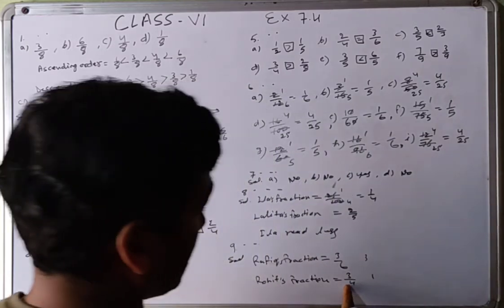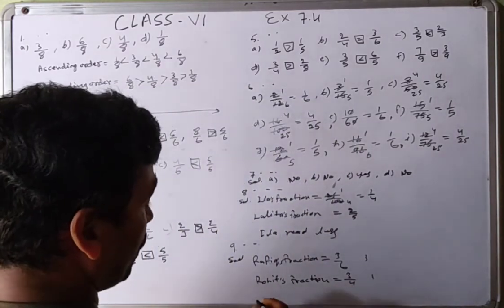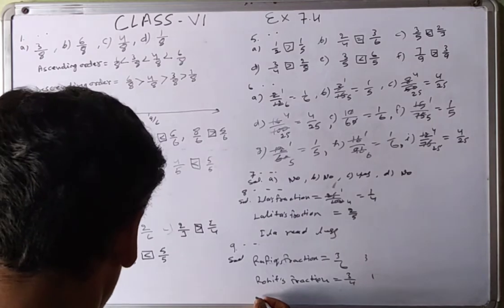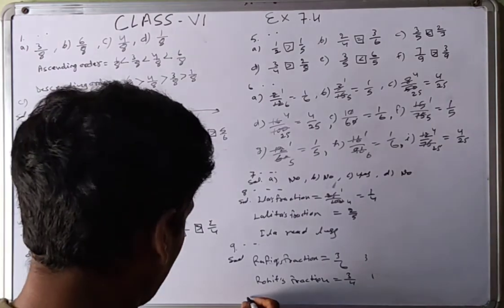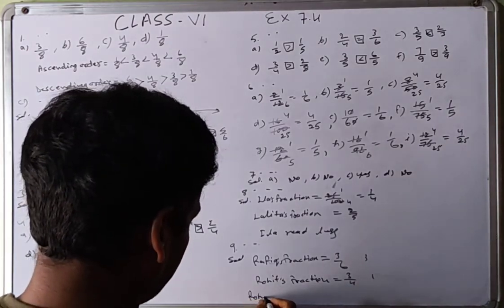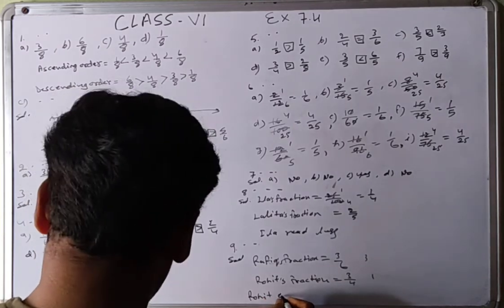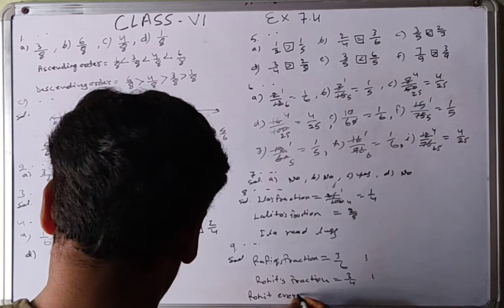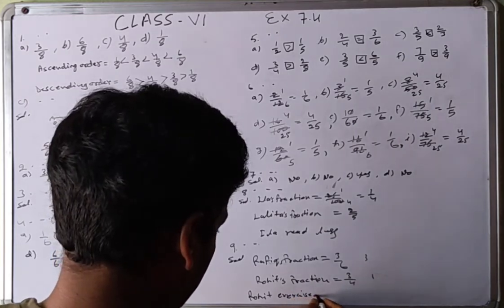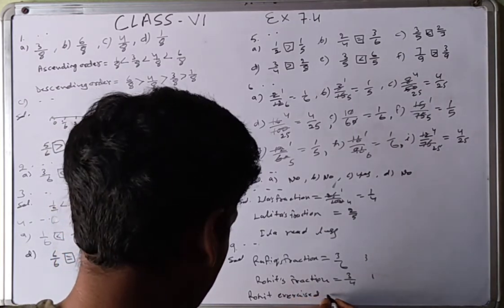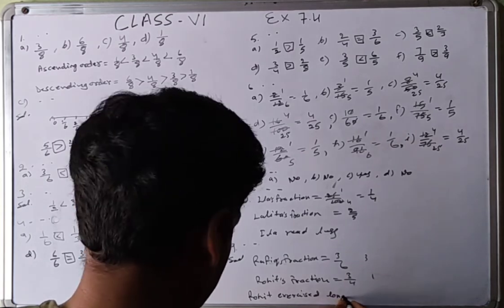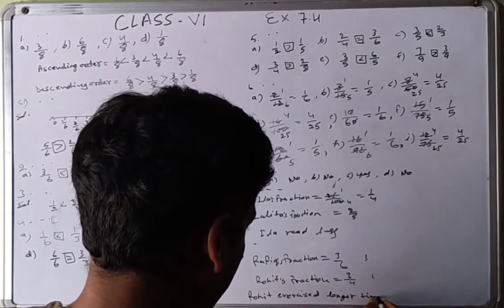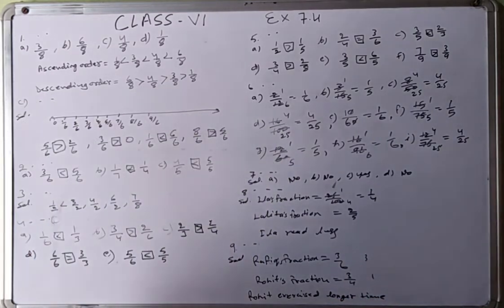So this difference is less. So Rohit exercised longer. Rohit exercised a longer time. And then 10th question.